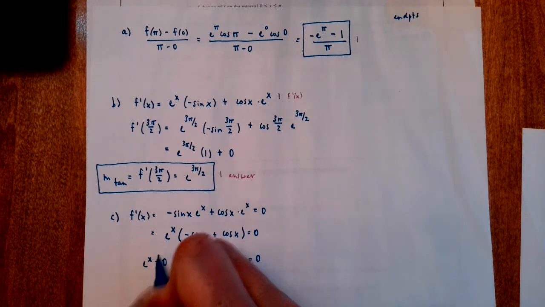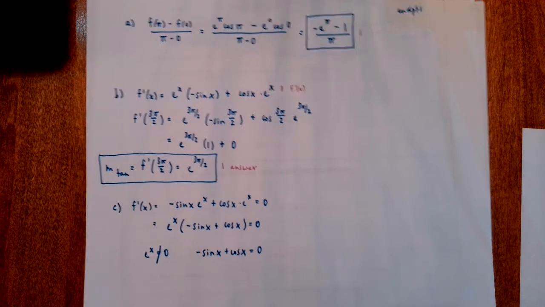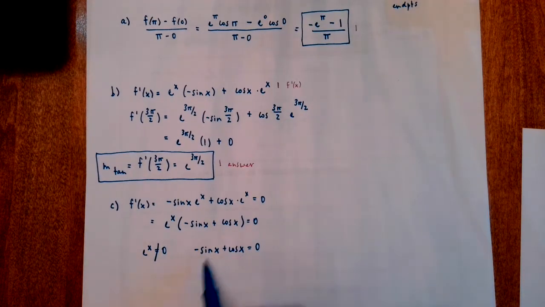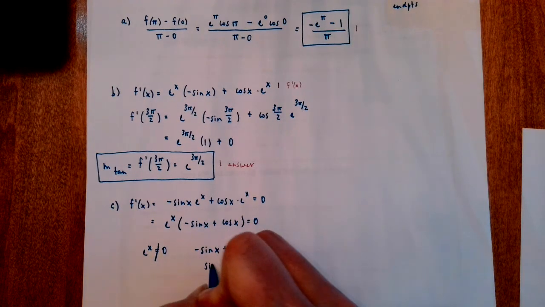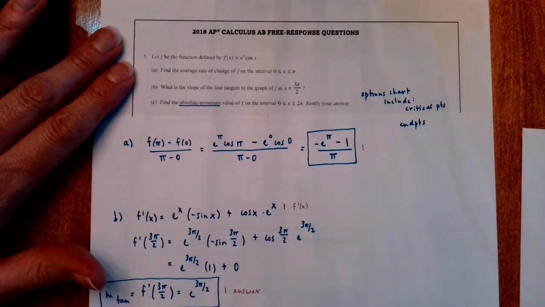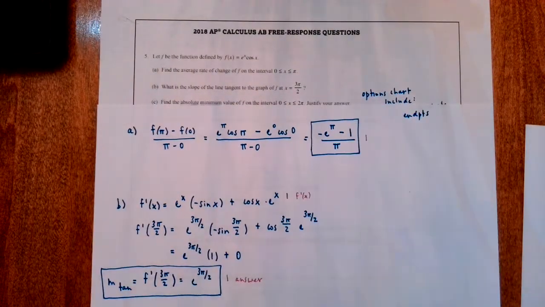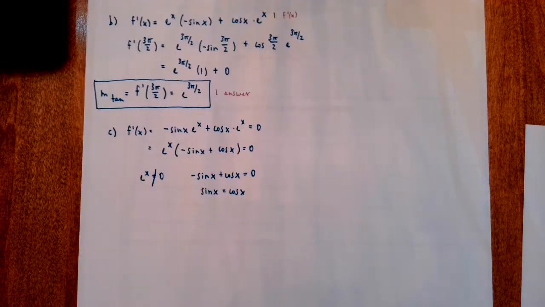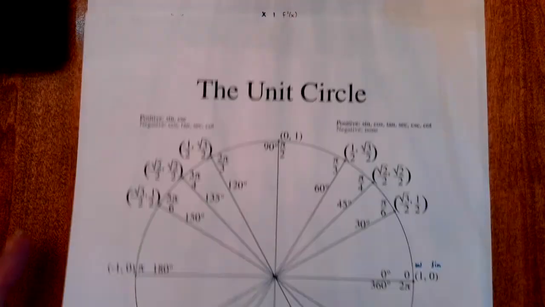Well, e to the x is never going to be equal to 0. So now I'm going to focus here. Another way of thinking about this is where is sine of x equal to cosine of x? Keeping in mind, I think they gave us an interval, right, between 0 and 2 pi. So again, if I'm not sure what those values are, I'm going to look at my unit circle.